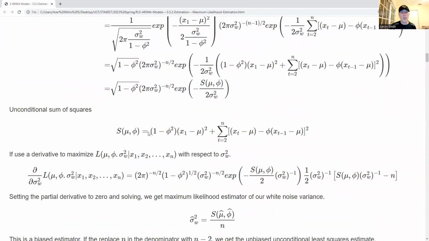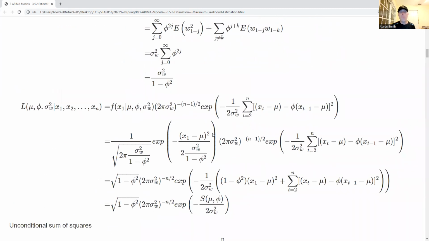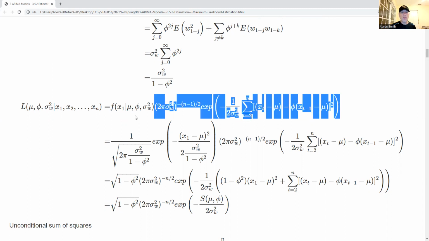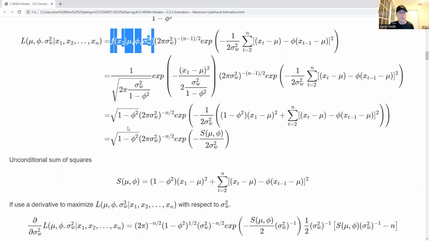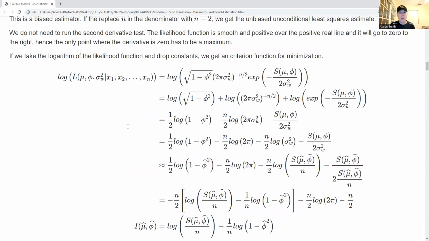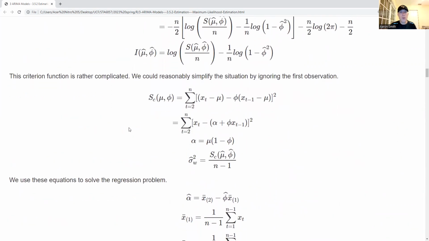You'll notice that in my unconditional sum of squares, this is my x sub 1 part, which is very different from the rest. When I look at my likelihood function, I've got everything that's not part of x sub 1, and then I've got x sub 1. So it would make things smoother and easier to work with if I just ignore the x sub 1 term, which means dropping the first data point. That seems reasonable in a lot of situations, as long as I have sufficient data. And so let's go ahead and do that.